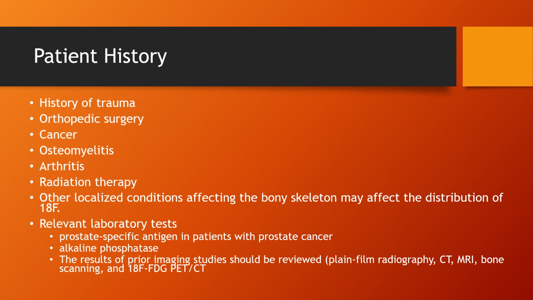Relevant laboratory tests include getting the PSA levels in the blood in patients with prostate cancer, and looking at the alkaline phosphatase levels. That would indicate maybe that they have a condition that's pulling the phosphate from the bones. Results of prior imaging studies should also be reviewed. That would be plain film x-rays, CT, MRI, other bone scans like an MDP bone scan, and then of course any other PET studies. If they have prostate cancer, they may have had a fluciclovine or a PSMA study, and of course FDG as well.